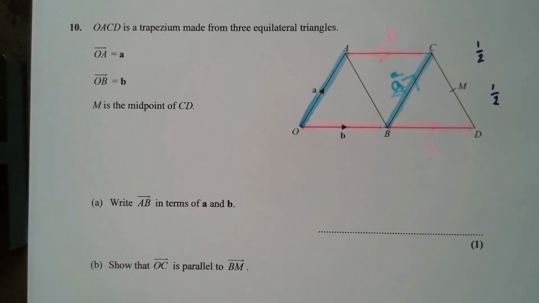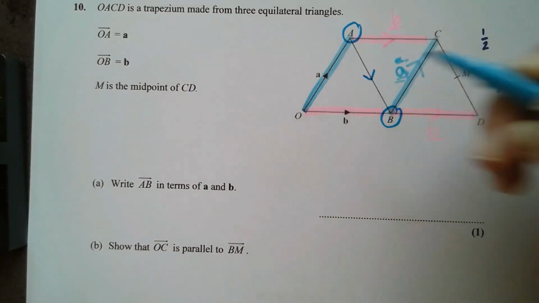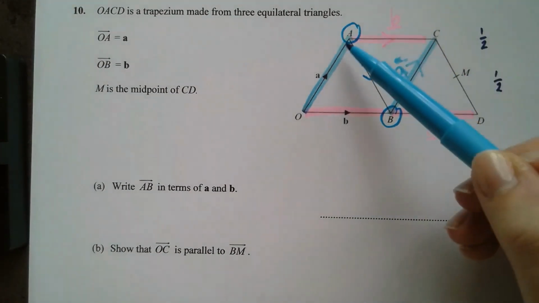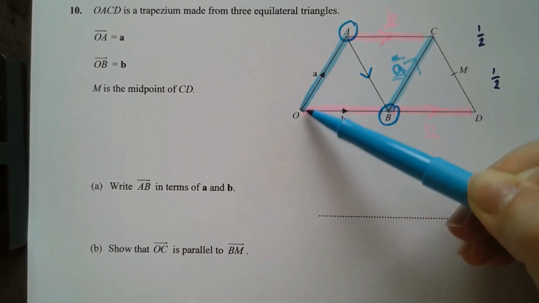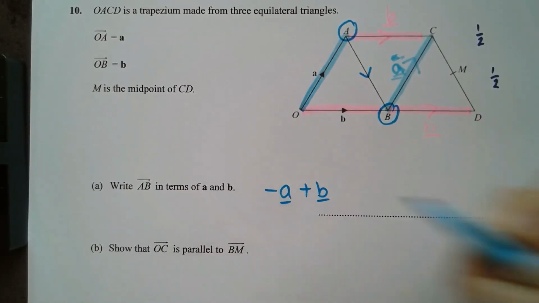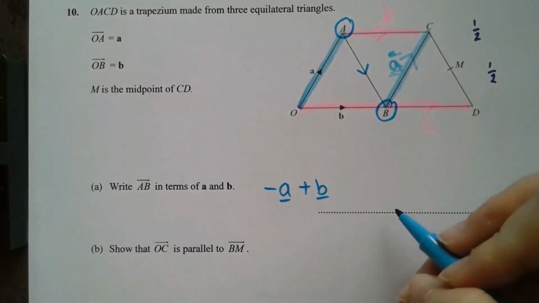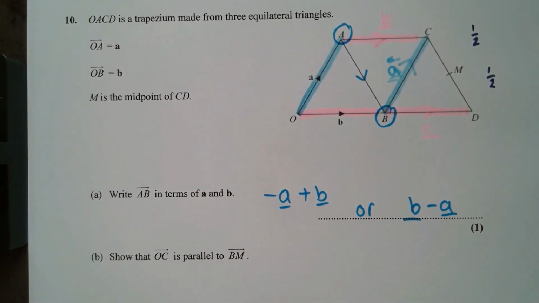I need to write AB in terms of A and B. So all I'm doing here is following some pathways. I want to get from big A to big B. So to get from A to B, there's two ways I can do it. I can go straight down there, but we don't know what it looks like. Or I can follow my pathways. I need to go down A, which gives me negative A, and then across B, so plus B. This is a perfectly acceptable answer, or you could write it as B take A, so that you've got the positive first.